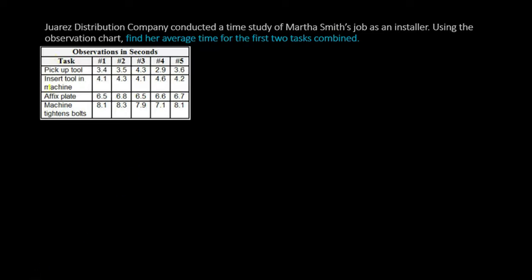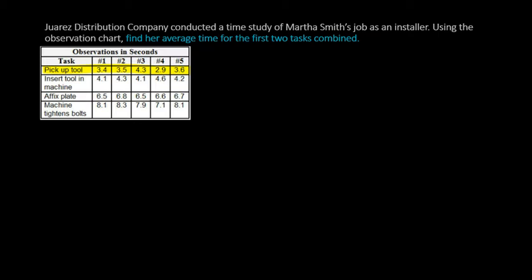Now, look at the chart. It gives us a list of tasks and the time it takes to complete each task. So if I'm looking at the first task, picking up a tool, what you're seeing, the number 1, number 2, number 3, number 4, number 5, it means they watched her do it 5 times. And the first time it took her 3.4 seconds, the second time it took her 3.5 seconds, etc. Okay? So we need to find the average time for the first 2 tasks combined.